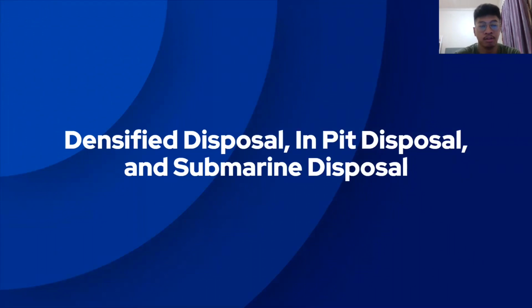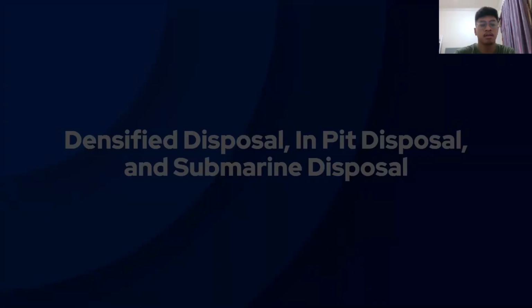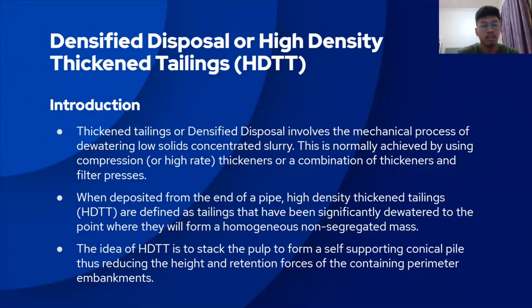Okay, now I'm going to explain about densified disposal, in-pit disposal, and submarine disposal. Densified disposal, or thickened tailing disposal, involves the process of dewatering low solid concentrate slurry. This is normally achieved by using compression or high rate thickeners or a combination of thickeners and filter presses. When deposited from the end of a pipe, high density thickened tailings, or HDTT, are defined as tailings that have been significantly dewatered to the point where they will form a homogeneous non-segregated mass.